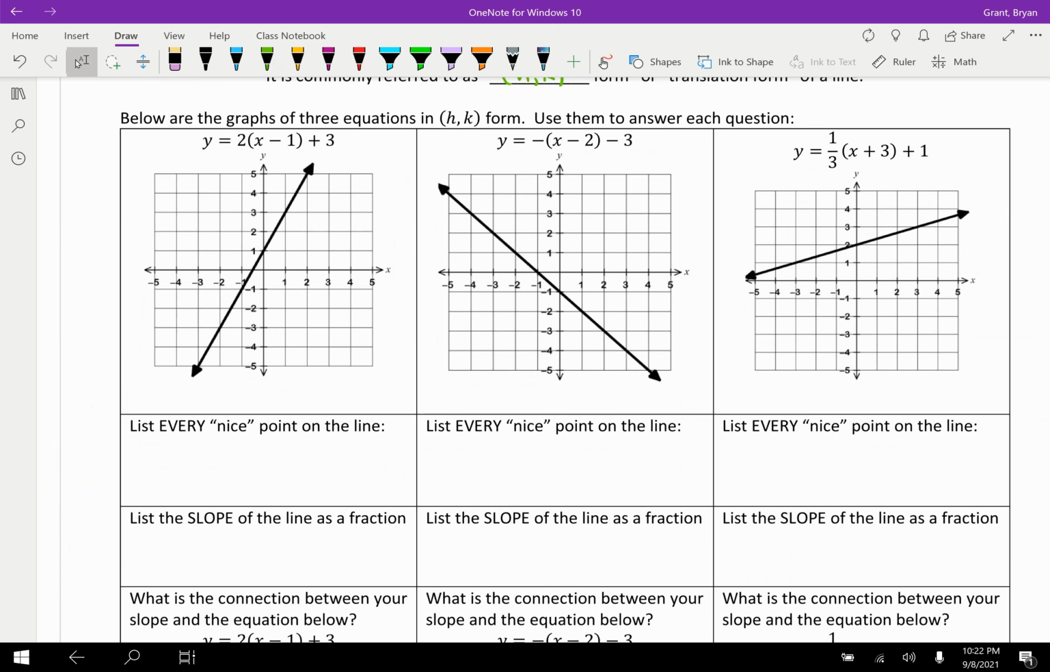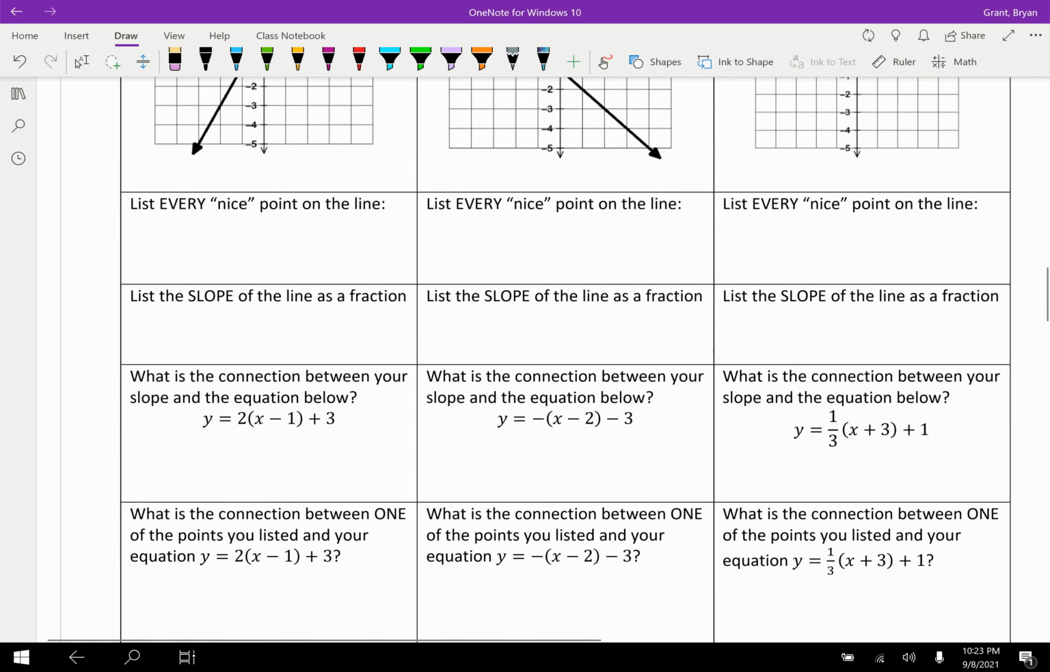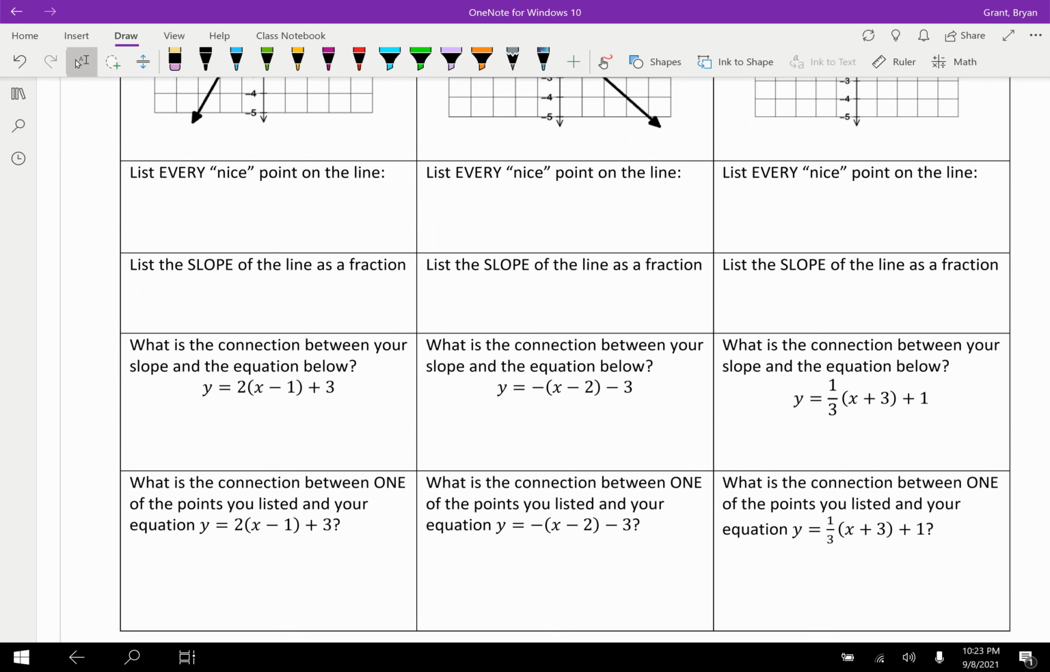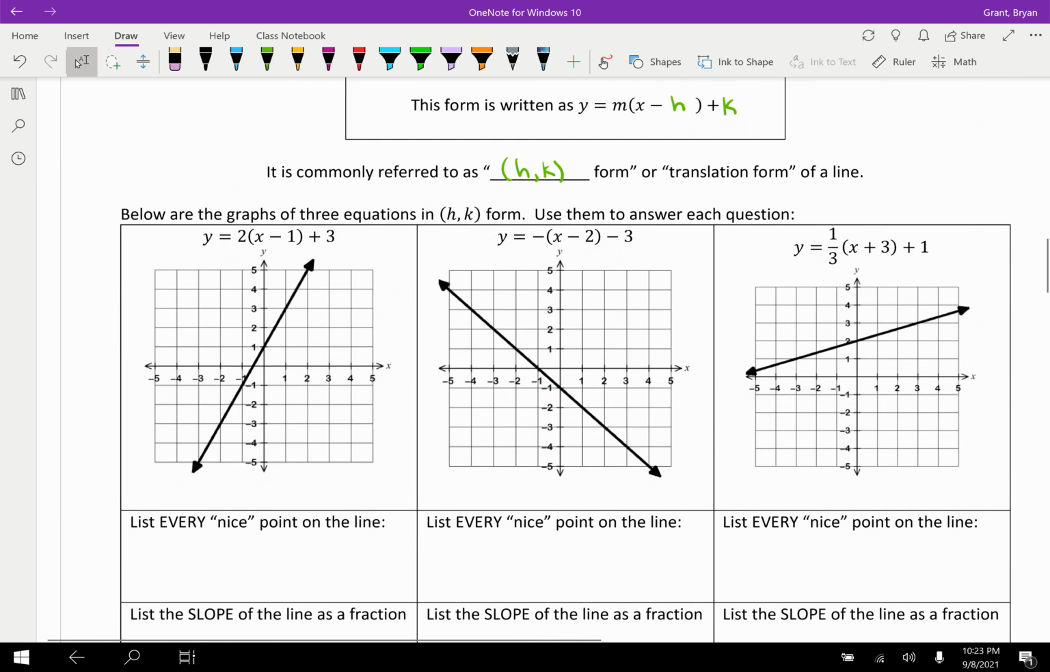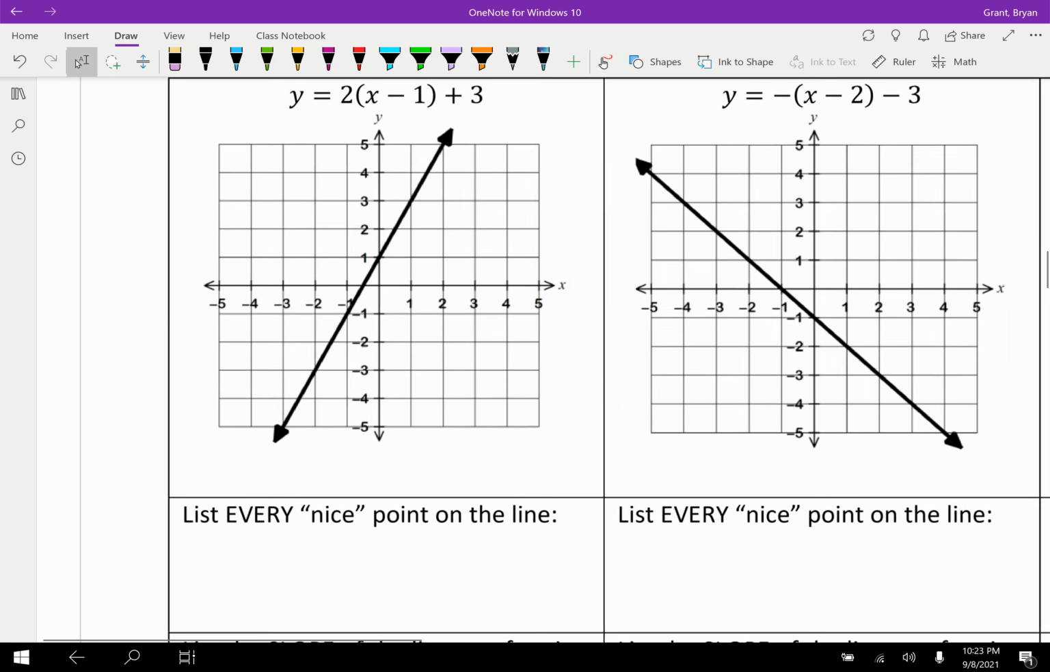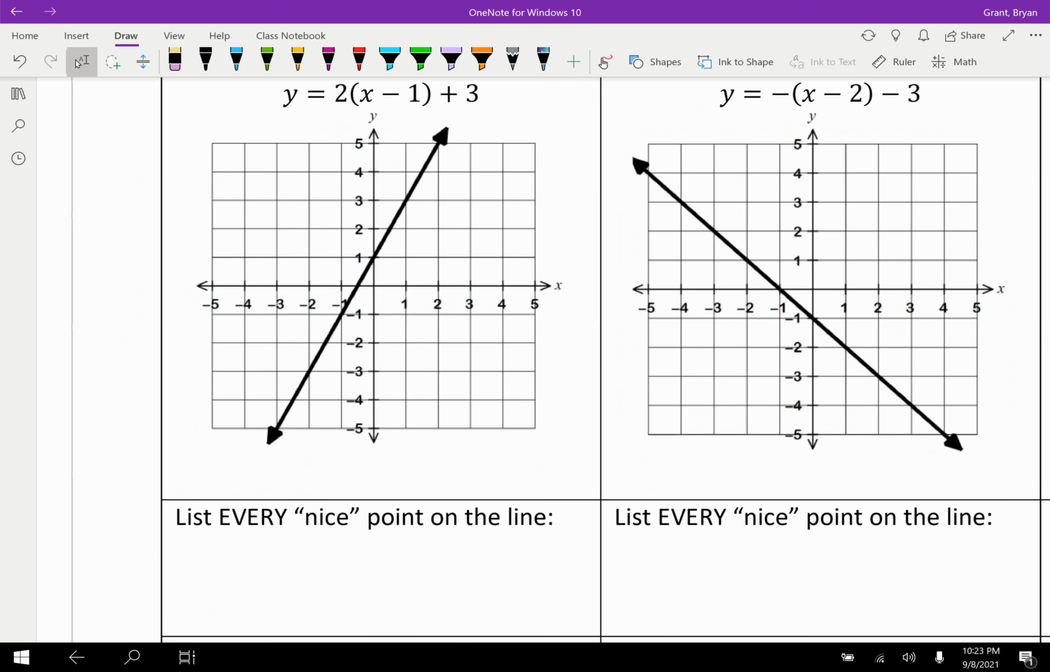First thing I'm going to give you is an equation and a matching graph. This equation, when you graph it, makes this linear equation. And this equation, when you graph it, makes that linear graph, and so on and so forth. Underneath each of these, you have a list of things you'll need to do. First, you'll need to list every "nice" point on the line. We've covered this before. You go through, and you just list all of the nice points.